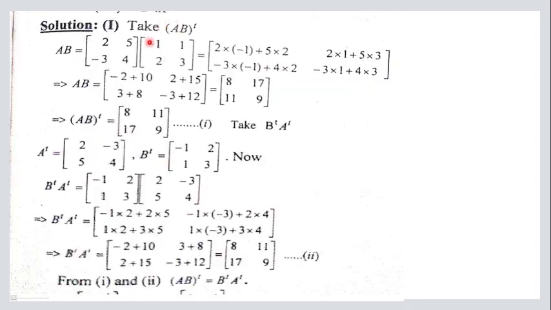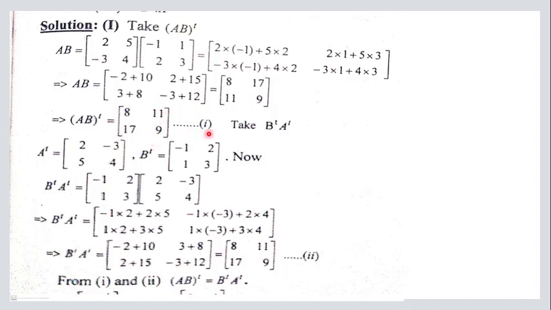So the first part, we take the left hand side, (AB) transpose. So first of all you need to multiply matrix A with matrix B. You know how to multiply matrices, so I'm going to just skip it. So after multiplying these two matrices, we get the result 8, 17, 11, 9. Alright, this is AB. Now we need to take transpose of this AB matrix. So taking the transpose, the first row changes into the first column, and you need to switch the second row into the second column. So this is the transpose.